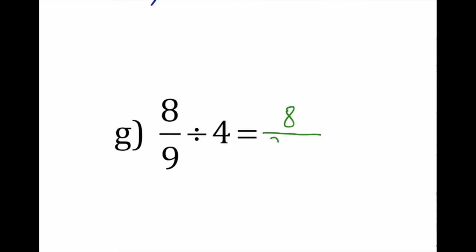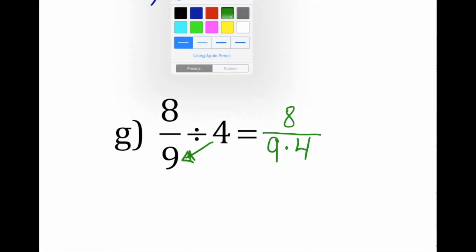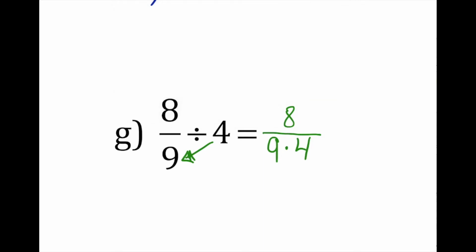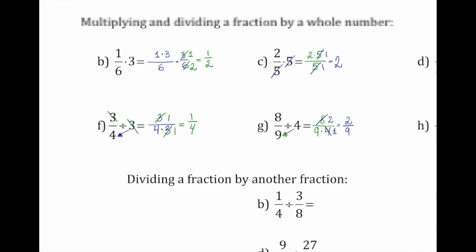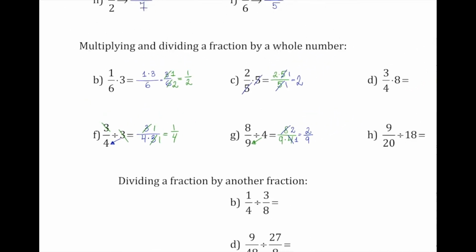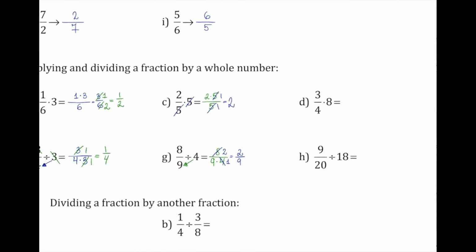8, 9. 4 goes into the denominator because we're dividing by it. And then we can simplify. So this becomes a 2. This becomes a 1. So that will be 2 over 9. Now when you are dividing by a fraction, so here we had, oh, there's more.